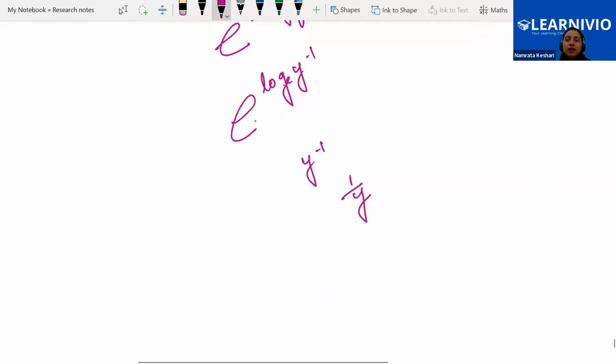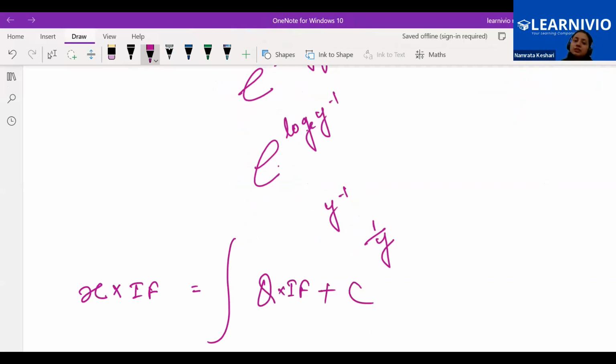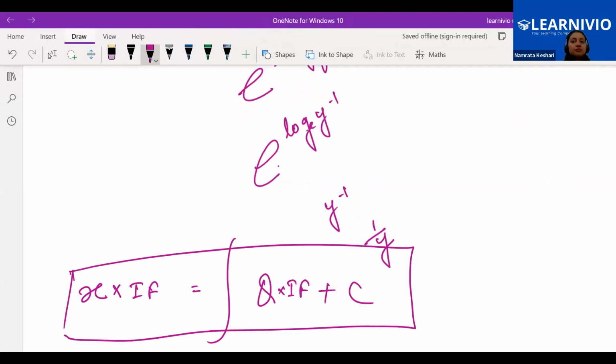Okay, so now find the solution. Multiply with the integrating factor and make the pattern. This time the pattern will be x into integrating factor is equal to Q into integrating factor plus c. Instead of y, we will have x this time. Getting it? Yes, ma'am. Give me a moment, my laptop is running out of battery. Solve it.